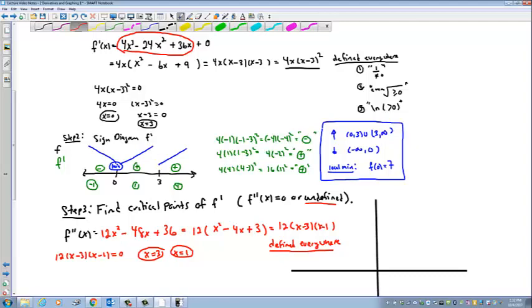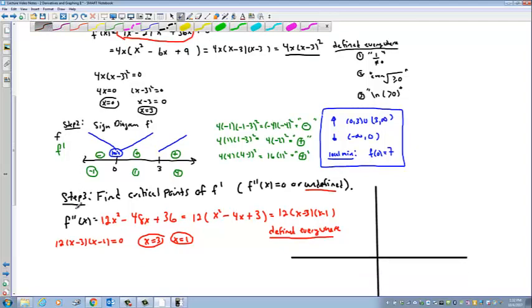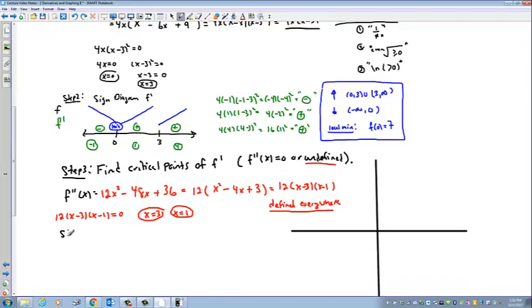And so now that we found the critical points, what we can do is step 4, which is the sign diagram.